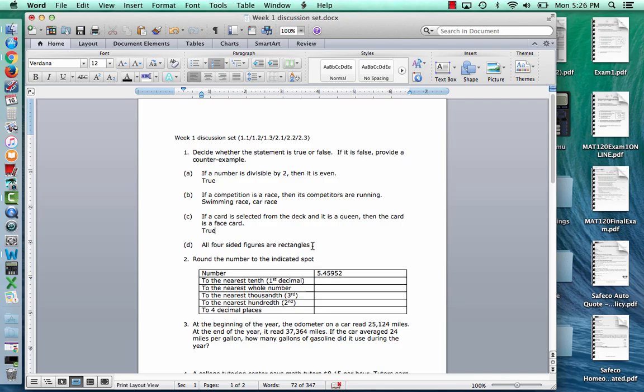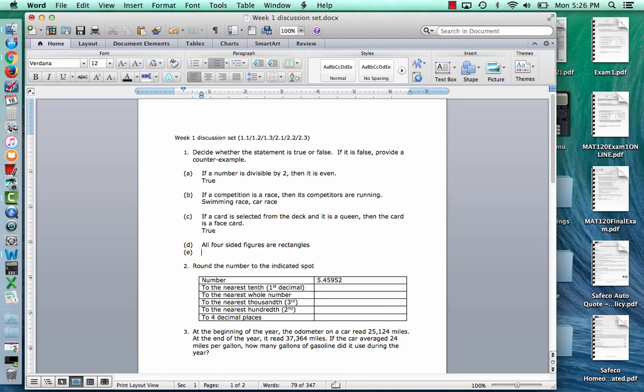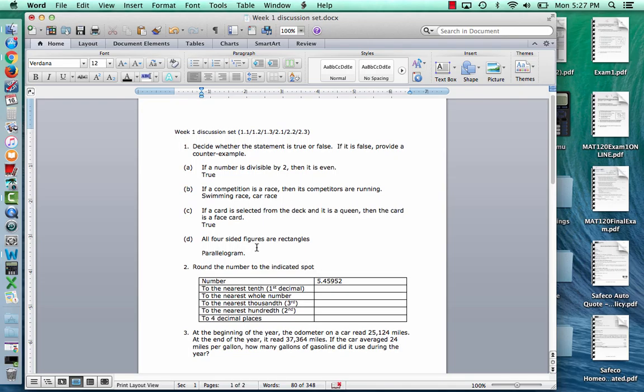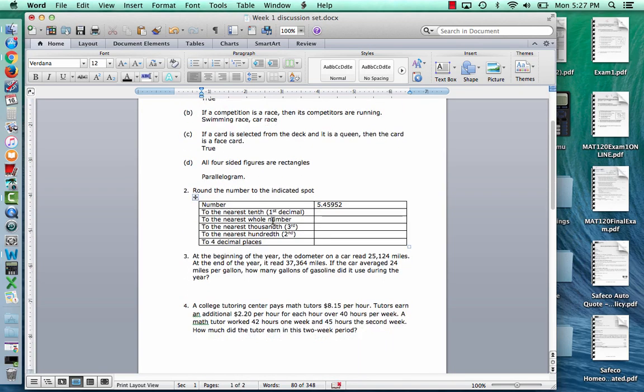Then the next statement says all four-sided figures are rectangles. Well, this is not necessarily true, because a square is actually a rectangle. Let me go back. We can have a parallelogram or a rhombus, which are four-sided figures that aren't rectangles. Or like a diamond, a diamond's not a rectangle, and that's a four-sided figure. Okay, a diamond's a rhombus, but anyway.